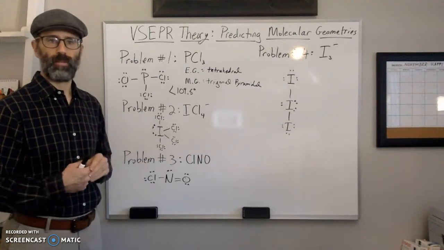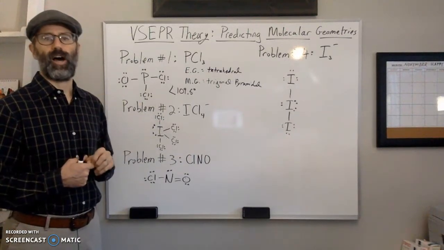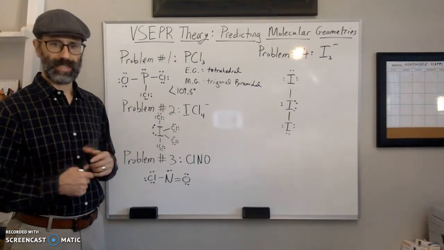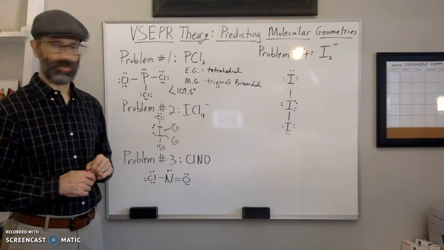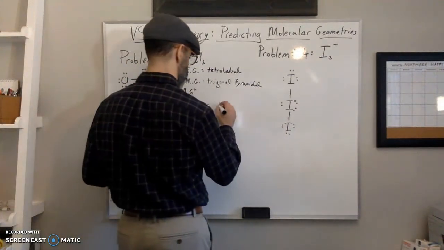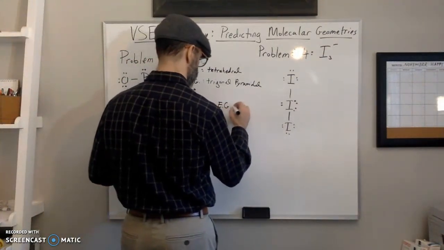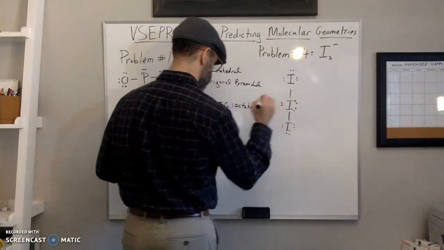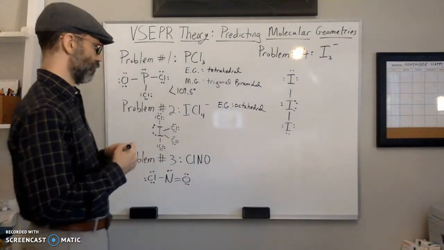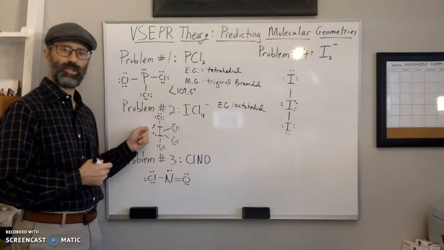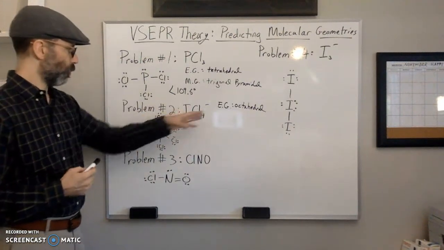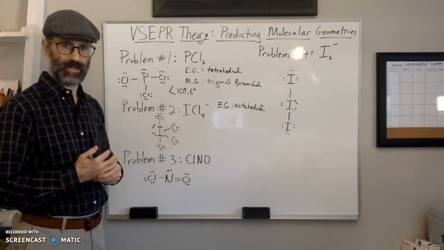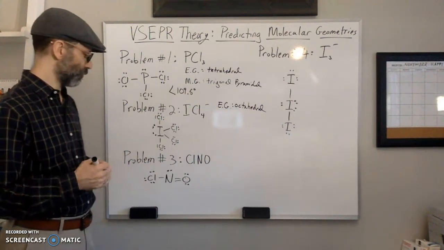If you look on your table or if you have it memorized, you know that if you have 6 total electron groups, that's going to give you an octahedral electron geometry. So the electron geometry here is going to be octahedral. Your molecular geometry is going to be different. For the octahedral electron geometry, we would expect 90-degree angles.